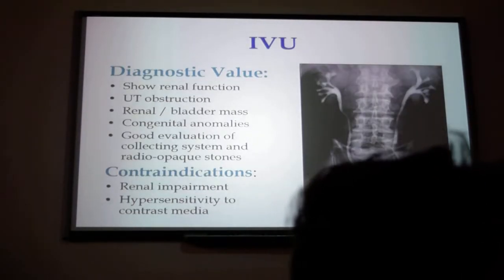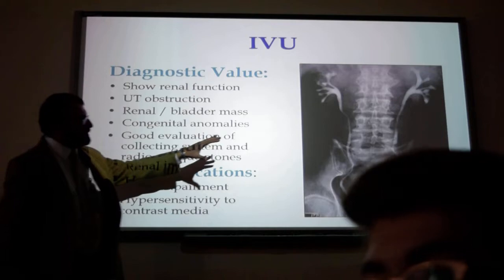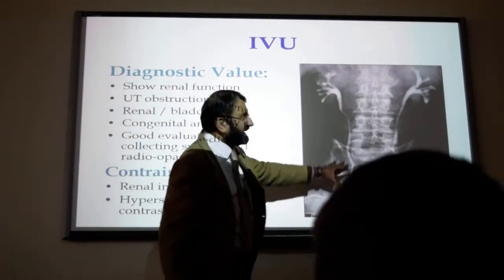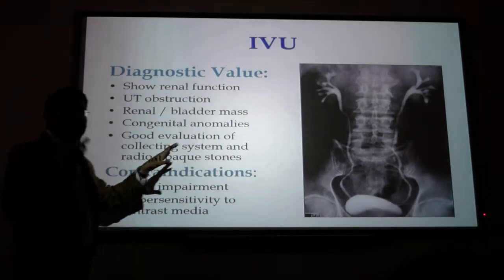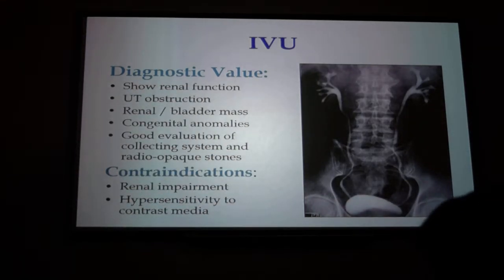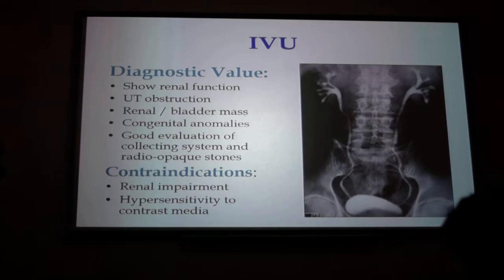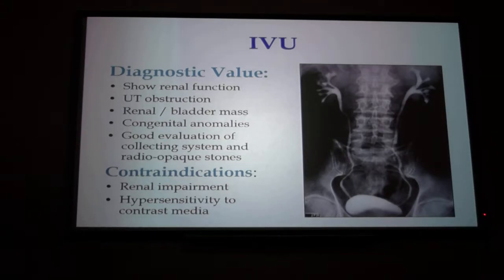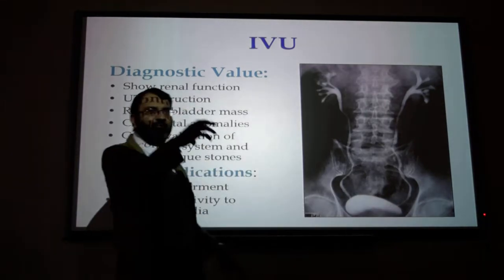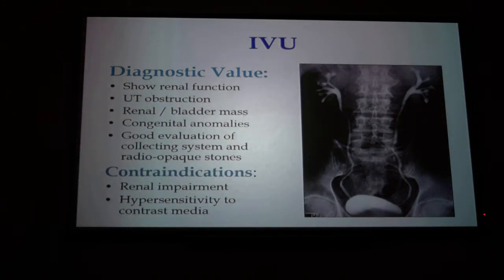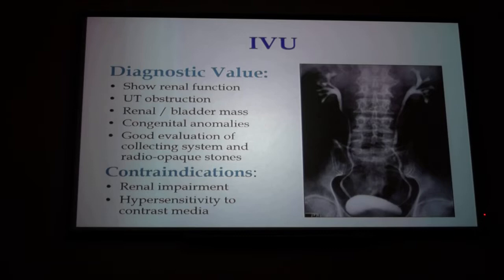So this is what you get. With IVU, once you inject the contrast, it outlines the collecting system, but you cannot see the kidney as such. Like the CT gives you not only the collecting system, it also shows you the kidney outline. Similarly here, you can see that the bladder is there, but you cannot tell whether the wall of the bladder is normal or not. All you can see is the intraluminal part, which is outlined by the contrast.